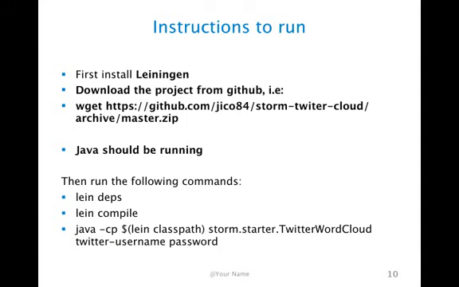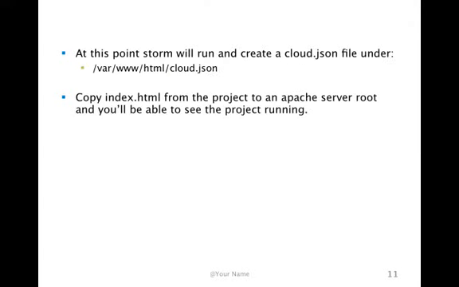You're going to need to have a Twitter username and a password, since the API is not open to the public without authentication. After you're running the project, the project will be generating a cloud.json file, and you can download the index.html file that contains the D3 JavaScript in order to generate that word cloud.